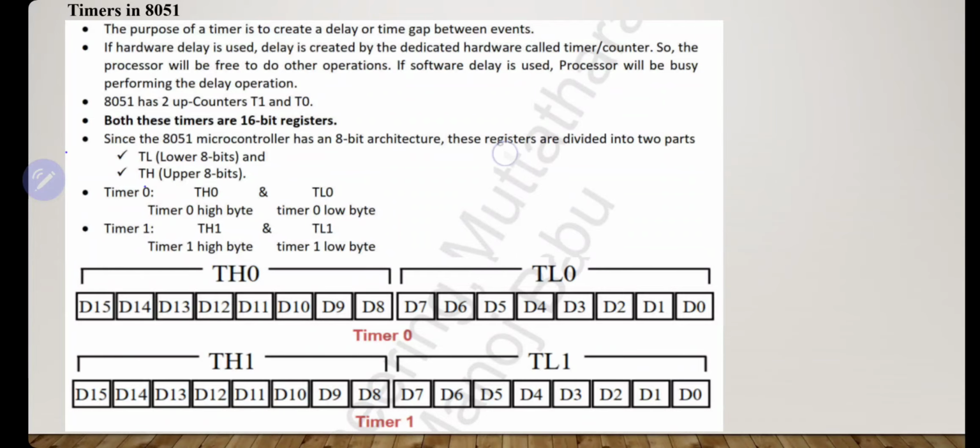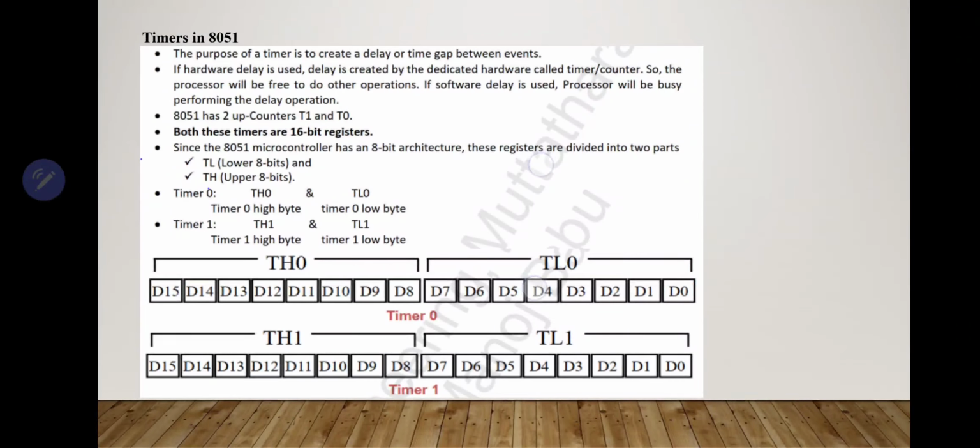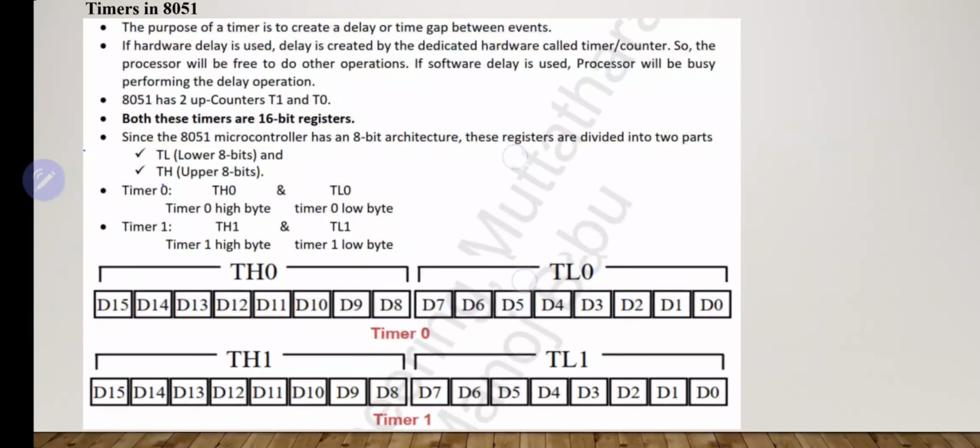8051 has two timers, that is T0 and T1. Both these timers are 16-bit registers. Since 8051 is an 8-bit architecture, and the timer is 16-bit, it can be used as two 8-bit registers, that is TL and TH.